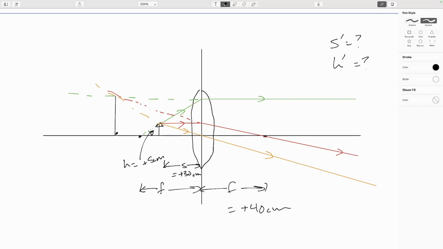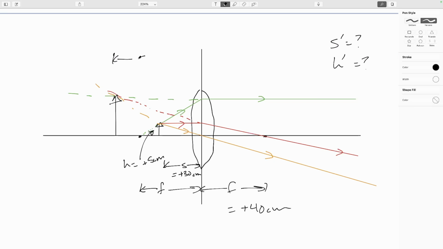So there's my image, and I can see from the construction that it is indeed virtual because the rays are diverging here. They'll never form on a screen. I have to look this way through the lens to see, in this case, a bigger version of the thing I'm looking at. So this is staring through a magnifying glass.